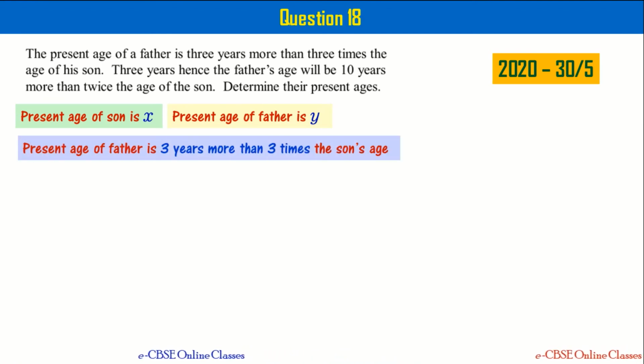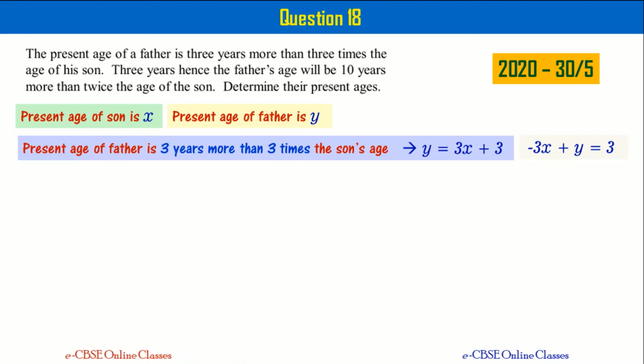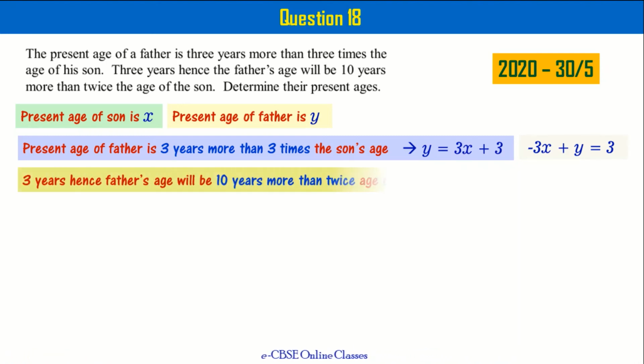The first statement says that the present age of father is 3 years more than 3 times the son's age. It means that y, that is the age of father, is equal to 3x plus 3. You rearrange and write it as minus 3x plus y equal to 3. And let's go to the next statement.